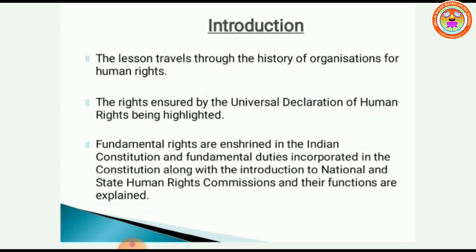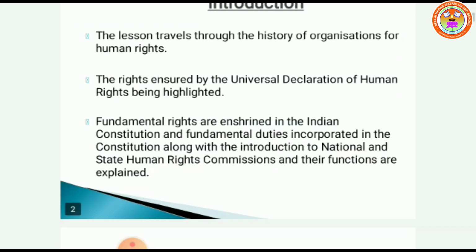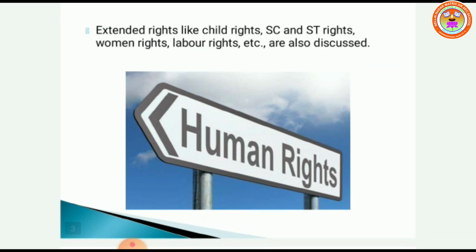And we also have a Human Rights Commission which protects humans if anything goes wrong, like racism or whatever issue goes against humans, where humans are not treated as humans. We always have a right to file a complaint in the Human Rights Commission. So these rights have been given to all the citizens of India with the help of the Constitution. Extending the rights like child rights, SC/ST rights, women rights, labor rights, etc. are also discussed. In this chapter, we are going to discuss child rights, SC/ST rights, women rights, labor rights, and so on.